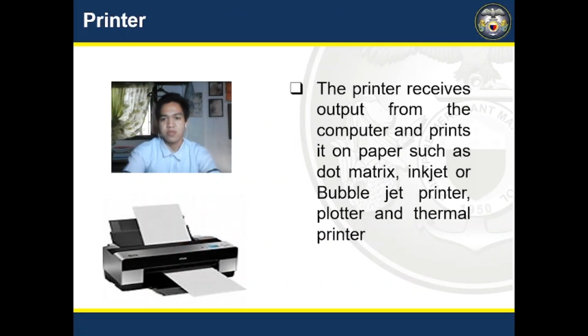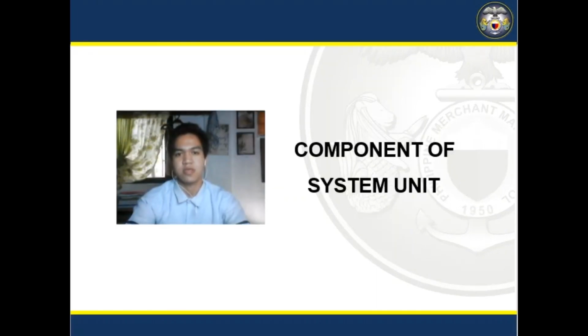Printer. The printer receives output from the computer and prints it on paper, such as dot matrix, inkjet, bubble jet printer, plotter, and thermal printer. And the components of system unit.